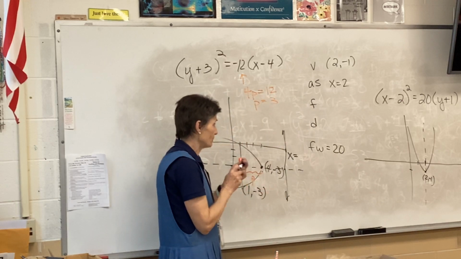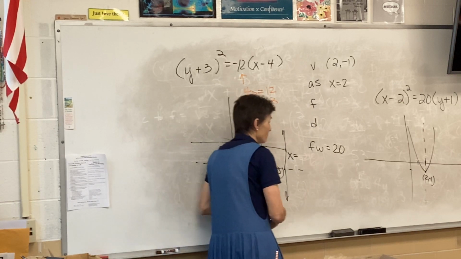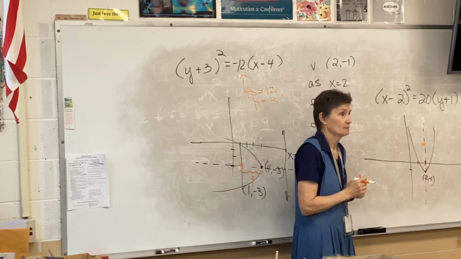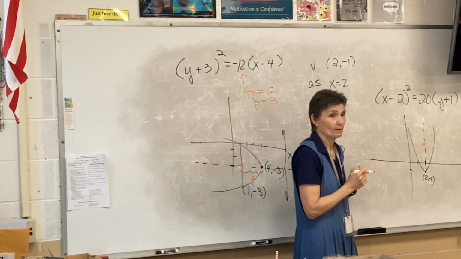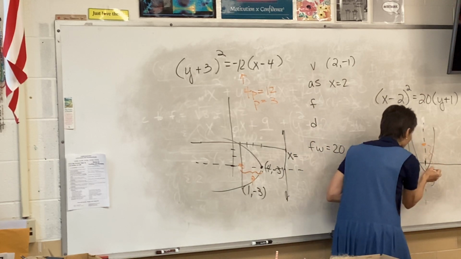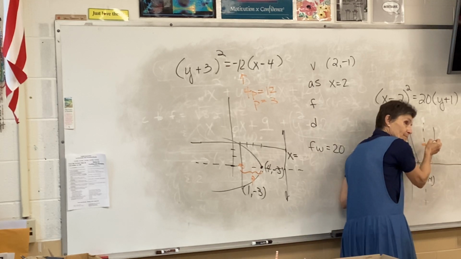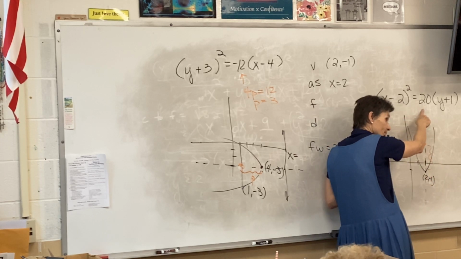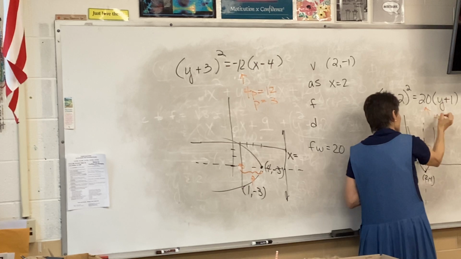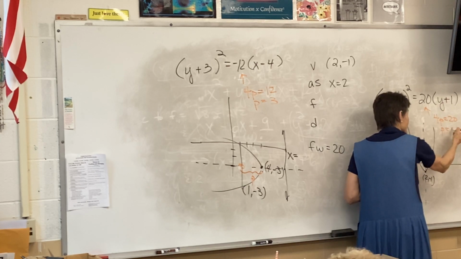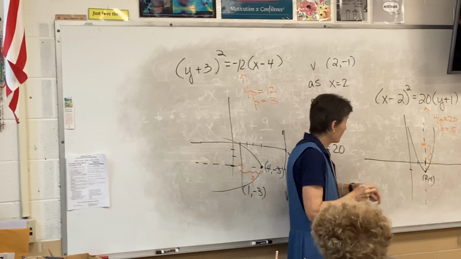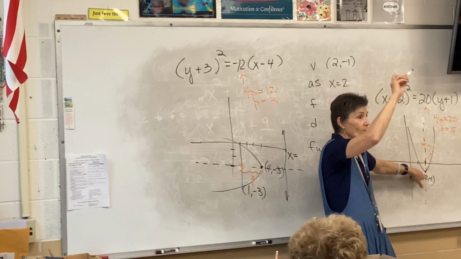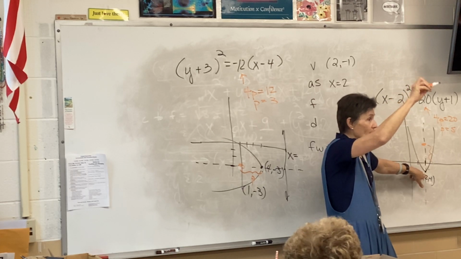Now I don't know where my focus is exactly, but would you agree that it's in here? It's always inside the parabola. And I can tell you exactly where it is if I know how far to go from here up to here. And I can figure that out by going back to my equation. This number is 4p, so p is 5. So I'm going to start right here with my pencil on that point, and I'm going to count up 1, 2, 3, 4, 5. And where do I put my point?